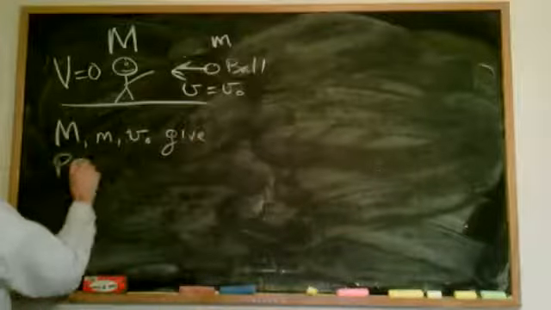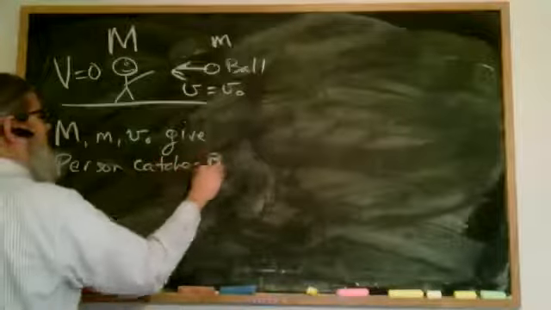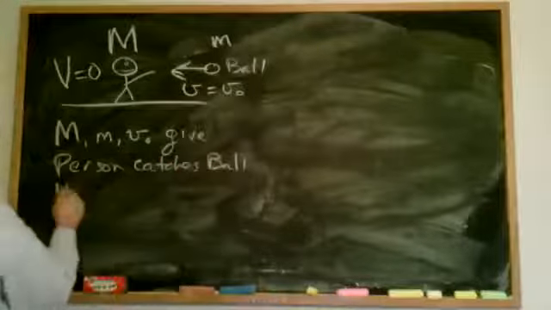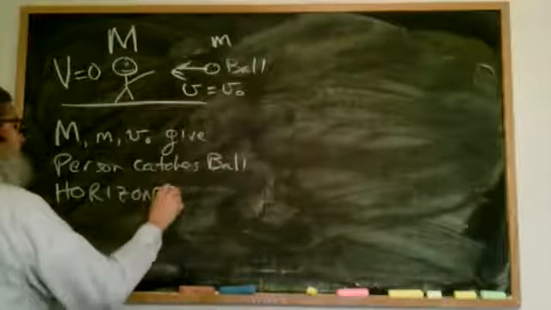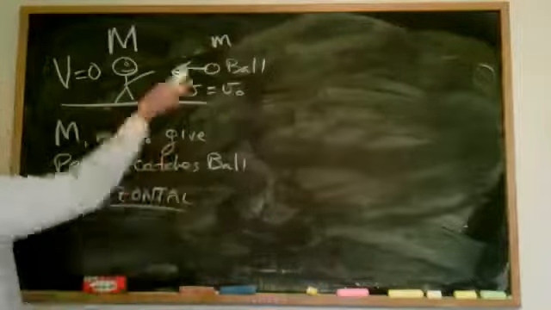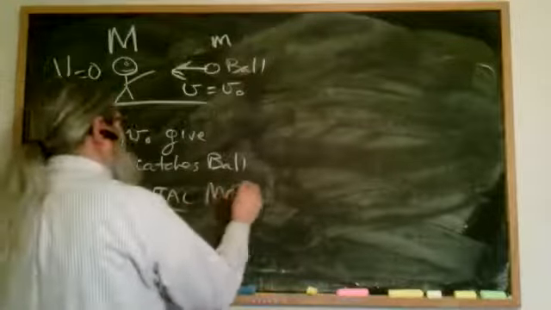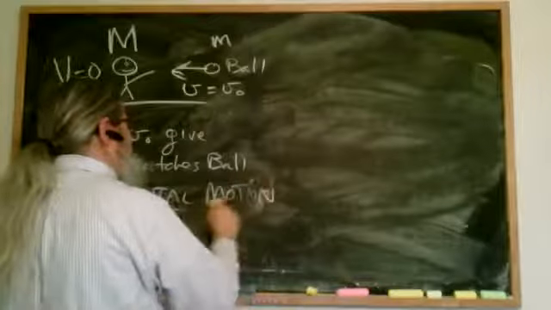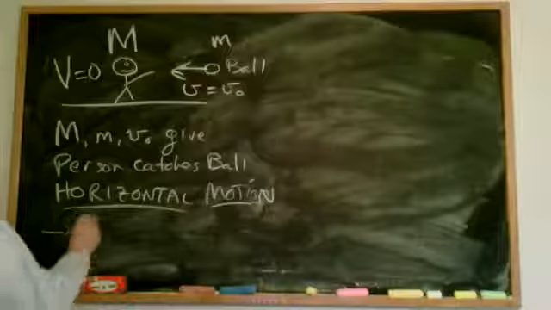The person catches the ball. I'm only going to worry about the horizontal motion. There may be some vertical motion going on with this ball, but I'm only worried about the horizontal motion, which is fine because in principle you can apply the laws one coordinate at a time. And I want to know what is the final velocity.